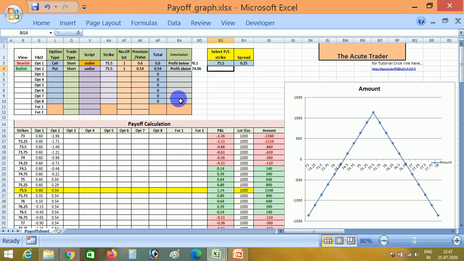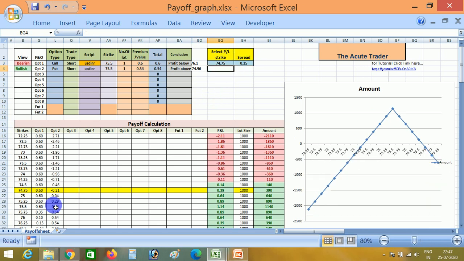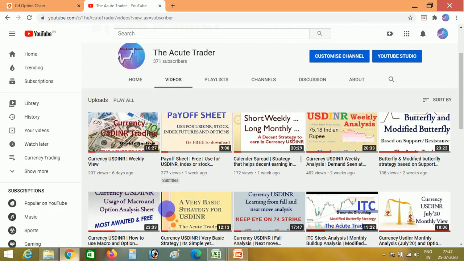So this is our initial payout graph, where beyond 74.5 we are going to lose, and after 76.75 on the upside we are going to lose. So how will we adjust these values? Because we are now trading at somewhere around 74.75, where if it expires we will get 39 paisa, but today we are trading at these values, and I'll show you the exact values today.